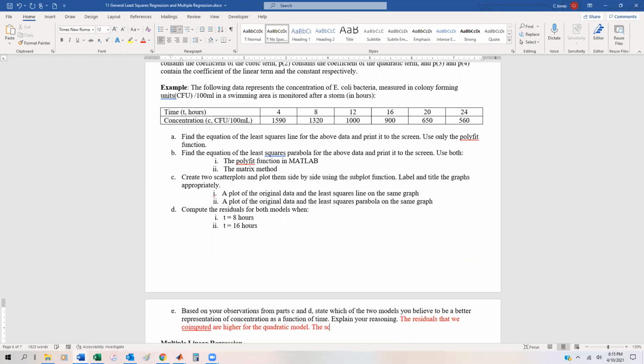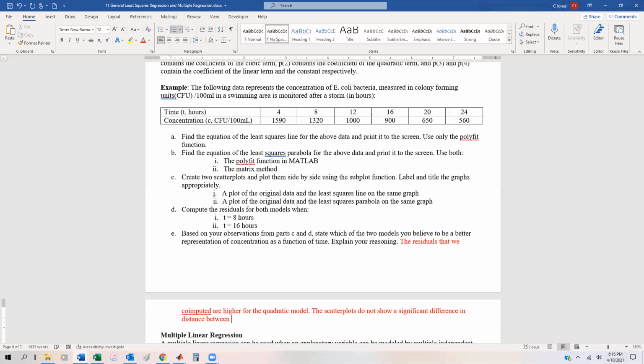Right? The scatter plots don't tell, or we can't really determine much of a difference. So the scatter plots do not show a significant difference in distance between points and curves. The only thing I would suggest is more residuals are needed to make an informed decision.